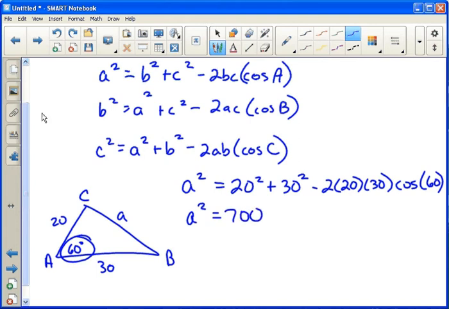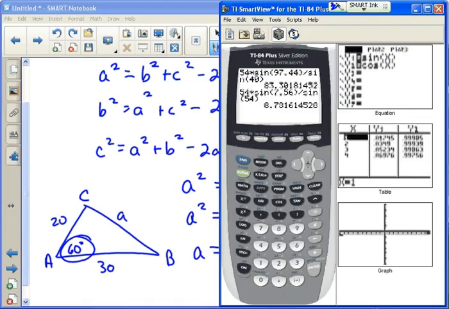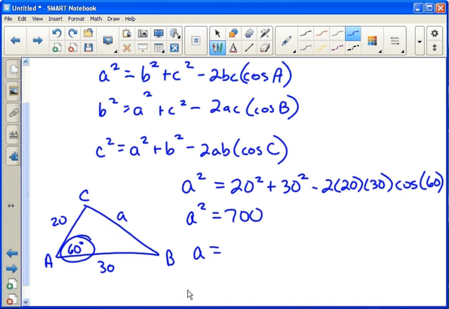Then to solve for A, you take the square root of both sides, and let's see what you'll get. Square root of 700 is 26 point, we'll round that to 5, 26.5. In general, we'll want to round the sides to the nearest tenth and the angles to the nearest degree. So now we do have all three sides and an angle.